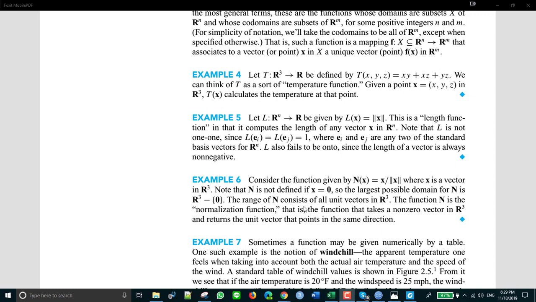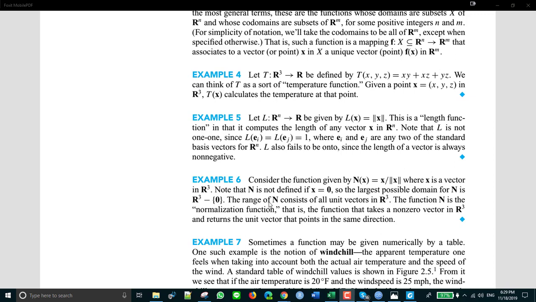Now they're going to make a slight note about that, but basically let's say that right now. So this is a function from R3 to R3. Now they say, note that n is not defined if x equals 0, because then the denominator is 0. So the largest possible domain for n is R3 minus 0. So we really can't include 0 as part of the domain, the 0 vector, that is.